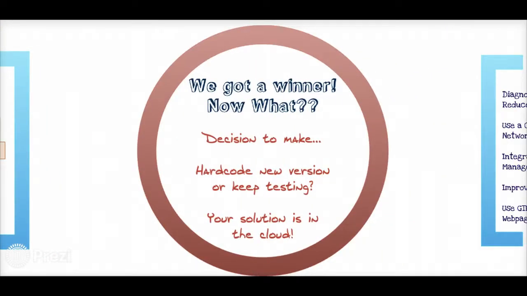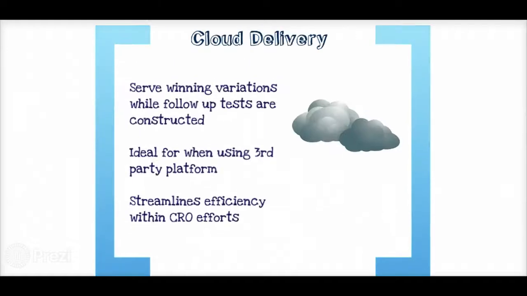After you get that winner, now what's the next step? At this point, you have a decision to make. Do you hard code your new winning version, or do you keep testing that page? And really, the solution is in the cloud. Cloud delivery is a new tactic that retailers have embraced over the last few years. It enables brands to be more agile, say testing multiple iterations of a page, one right after another, without having to hard code the new variations into their platform, yet still get the economic benefits from the new design. It's really a way to streamline your efficiency and is ideal when you're using a third-party platform such as Magento, Demandware, or even something like WordPress.